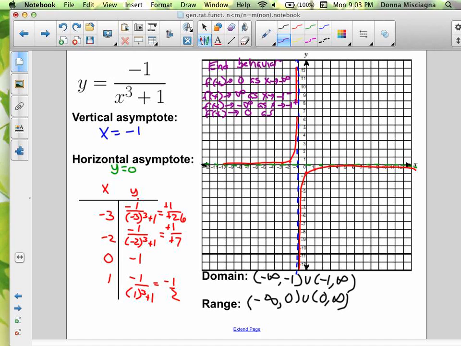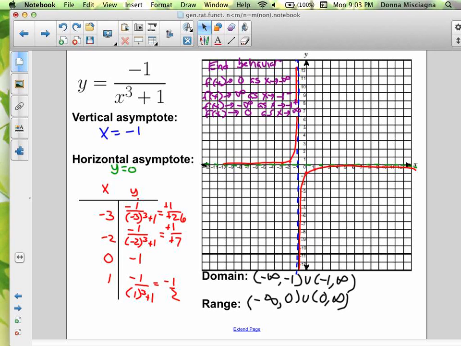Our horizontal asymptote. There's something wrong with my black pen, it's sticking. There we go. So f of x approaches 0, a horizontal asymptote, as x approaches infinity.